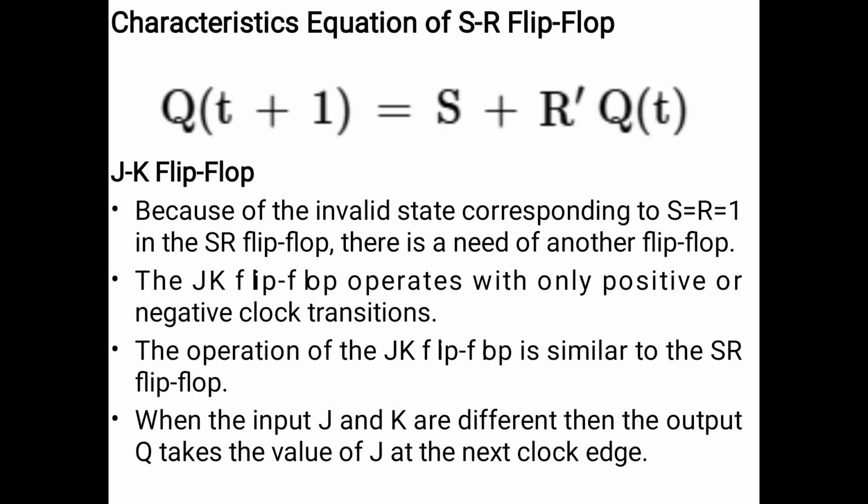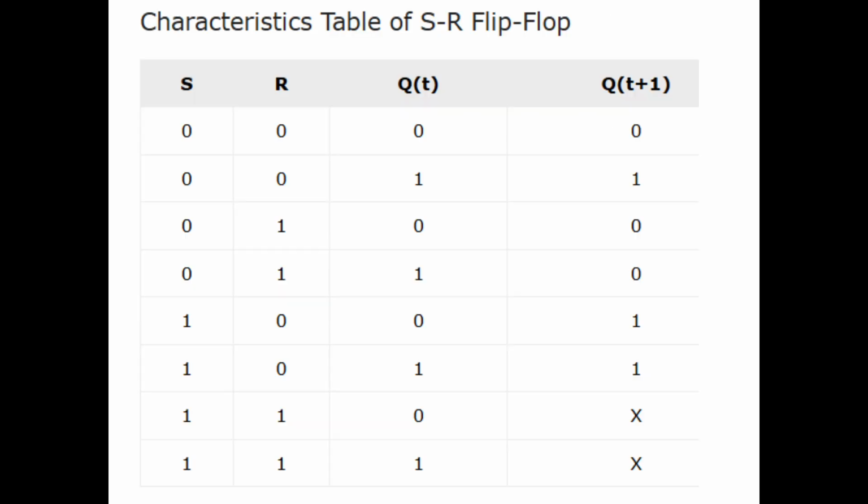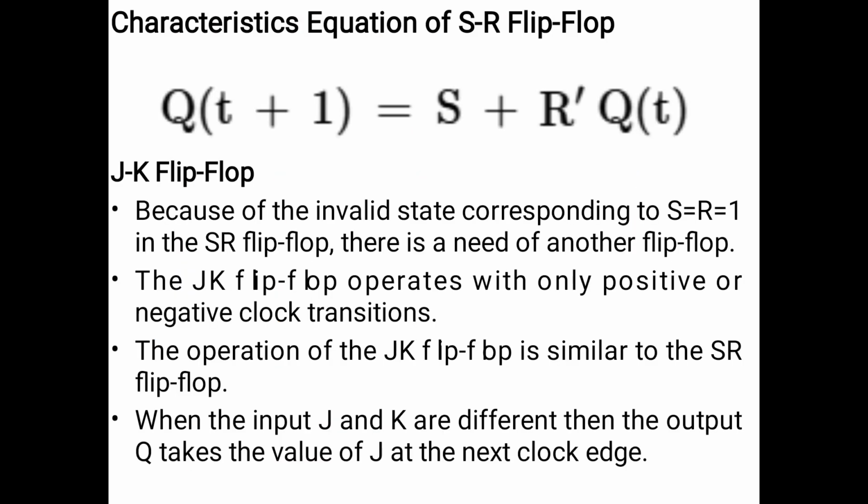Similarly, we have the JK flip-flop. Because of the invalid state corresponding to S equal to R equal to 1 in the previous SR flip-flop, there is a need for another flip-flop. So the JK flip-flop operates with only positive or negative clock transitions.